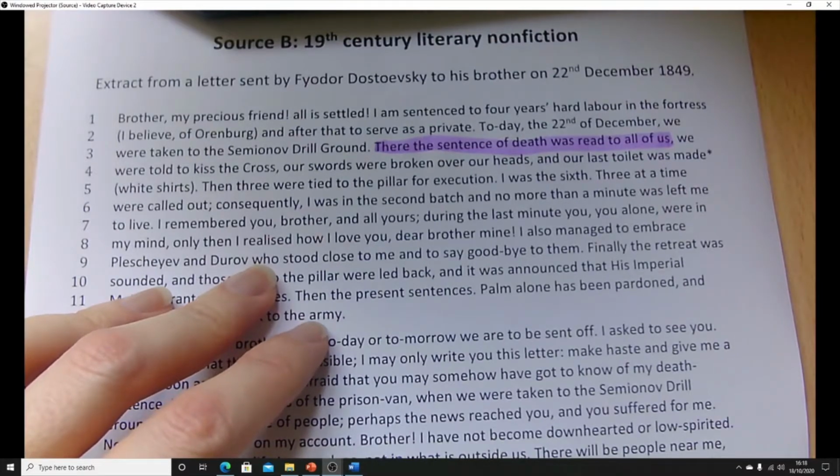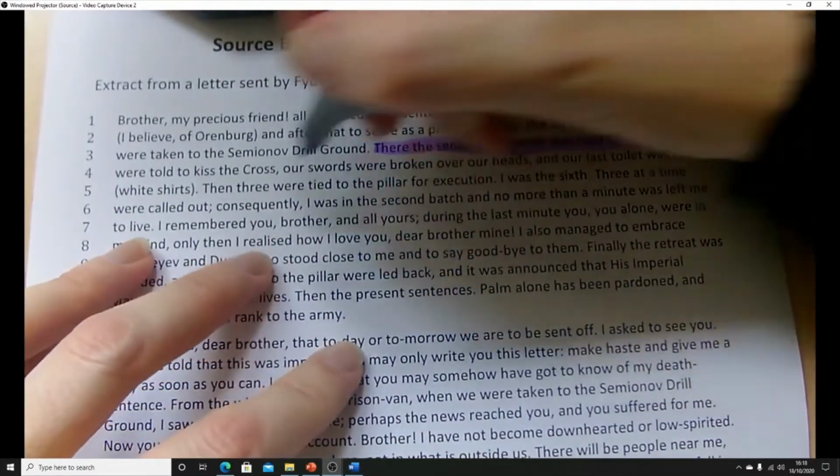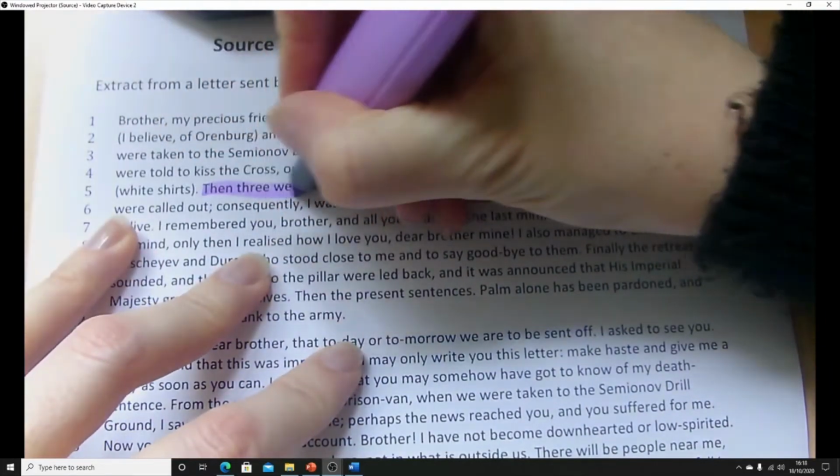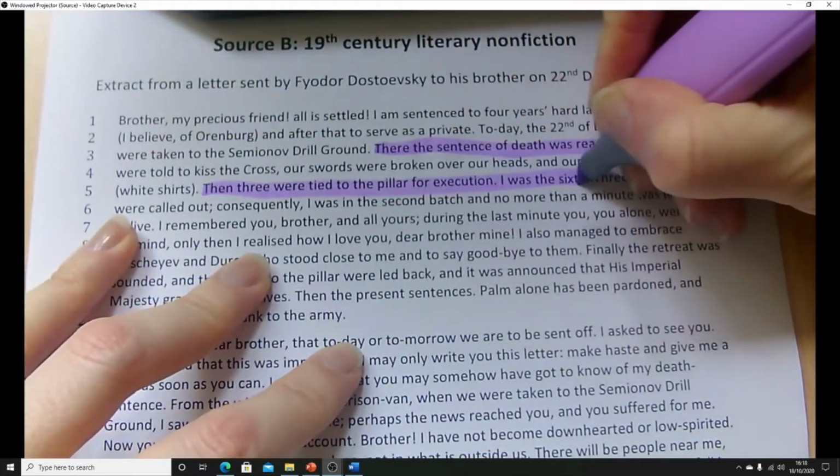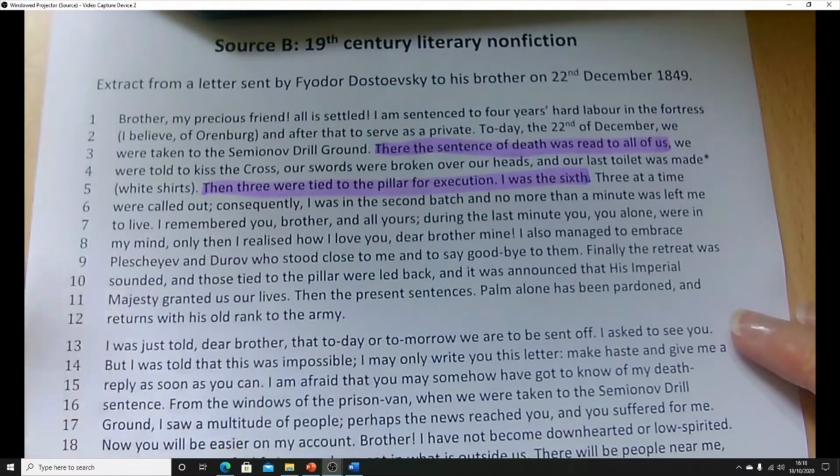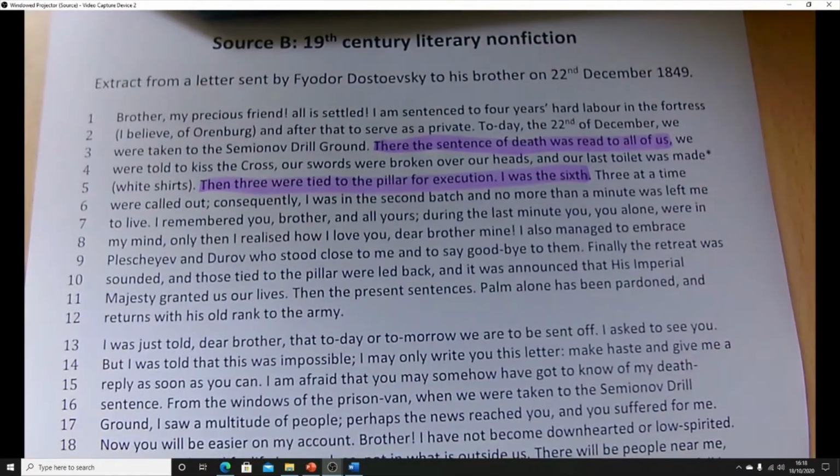I was the 6th. So again, he's had a very close call here with death. And again, he's had to experience and anticipate his own death, watching others go to theirs.